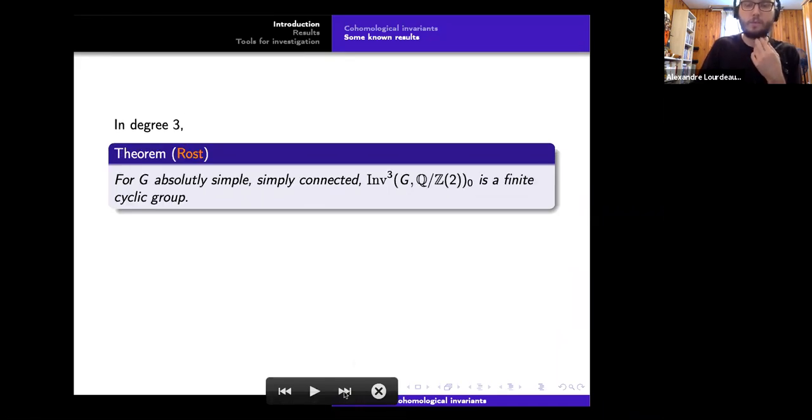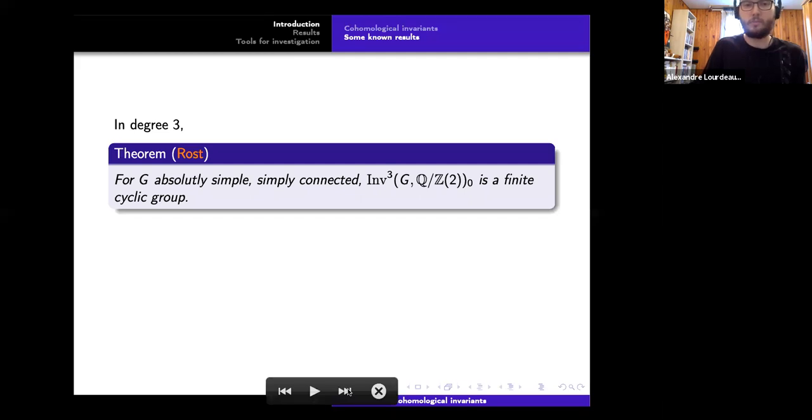And well, to finish the introduction, I'll talk about degree 3 invariants. So this comes from Rost. For G an absolutely simple, simply connected group, over any field, we don't say anything about the field, the normalized degree 3 invariant of G with coefficients in Q/Z(2) is a finite cyclic group, which is generated by the so-called Rost invariant.